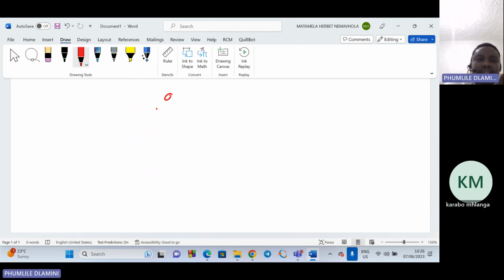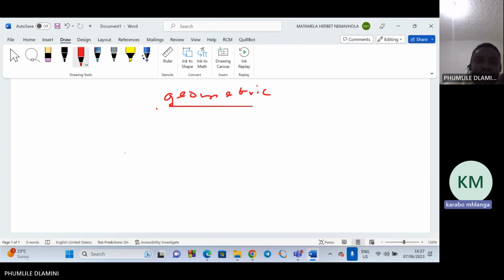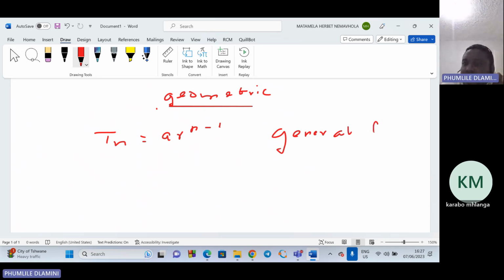So geometric, okay, I'm not writing properly today. In geometric, the sequence Tn, your general formula for Tn is equal to A R to the power n minus 1. This is the general formula.